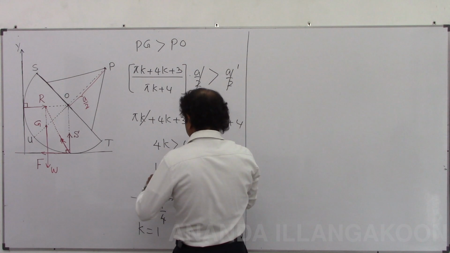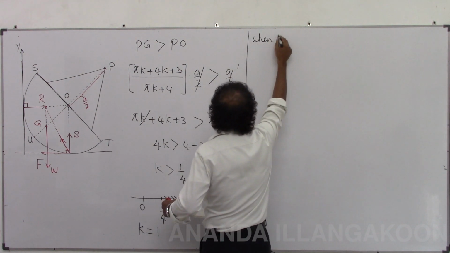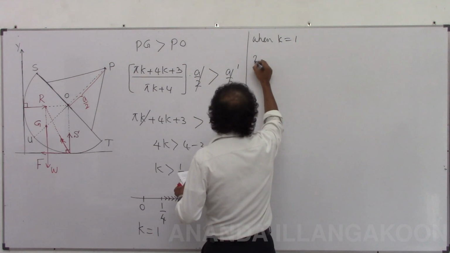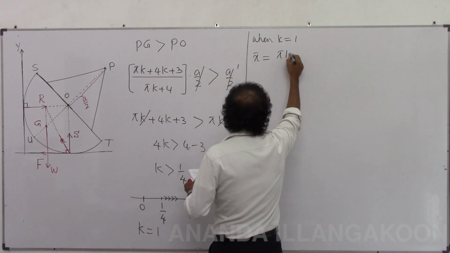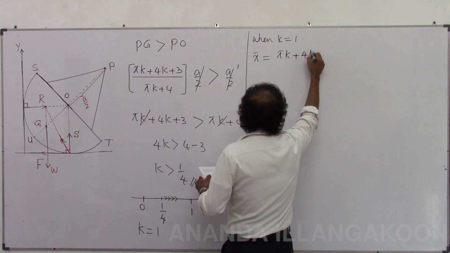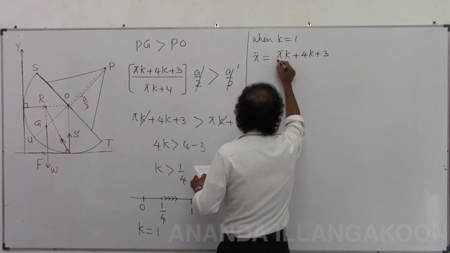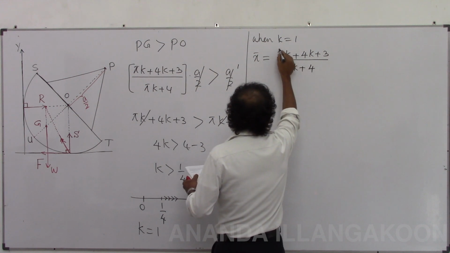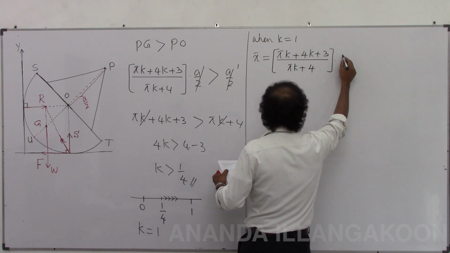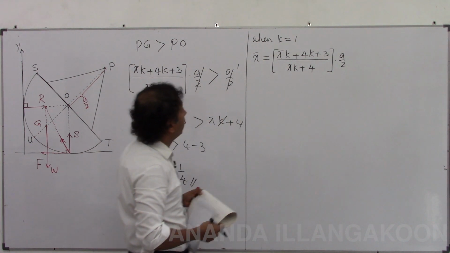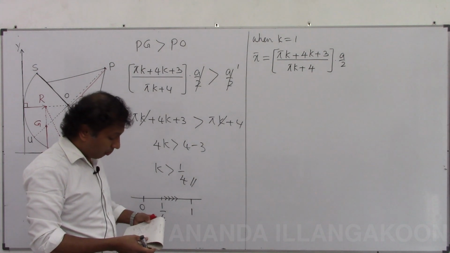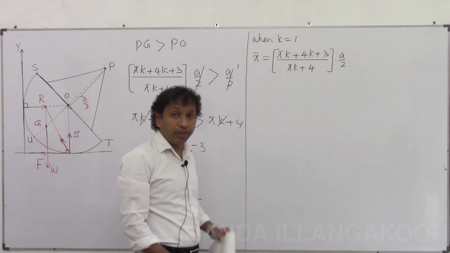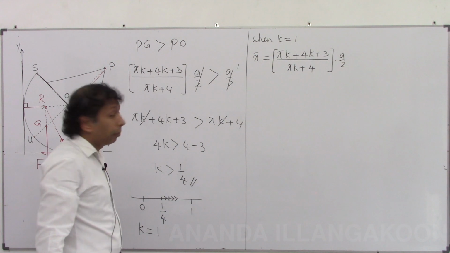When k equals 1, the center of gravity, we found x bar. That is known. X bar is (4k + 3) divided by (5k + 4), times a by 2, right? Now I am going to put k equals 1 here. Thereby you can find this x bar, the distance of the center of gravity from the point P.